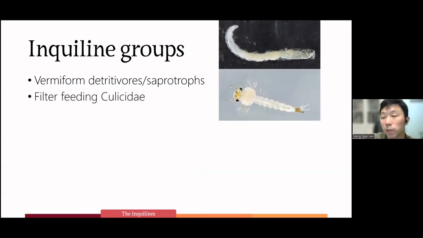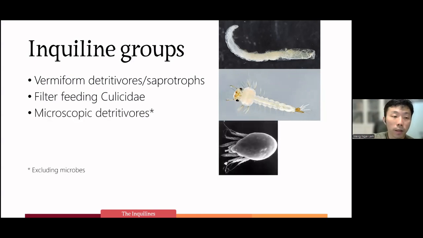There are the filter-feeding culicids, mosquito larvae, which generally feed on bacteria, we believe, but of course there is likely quite a diversity of feeding strategies even within the filter feeders. There are the microscopic detritivores, and I emphasize that I'm not talking about microbes. Microbes are an entire topic on their own. I'm talking about really small animals like mites, which are extremely diverse and very poorly studied also.